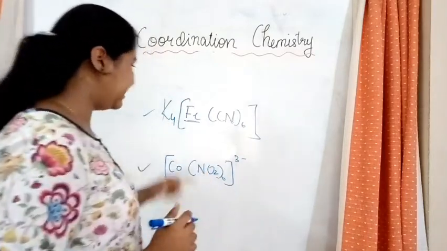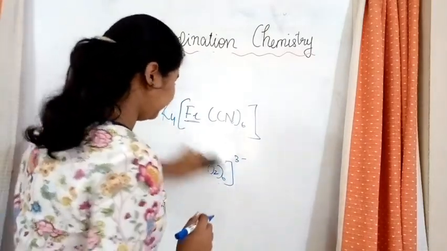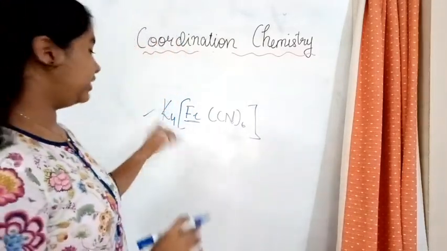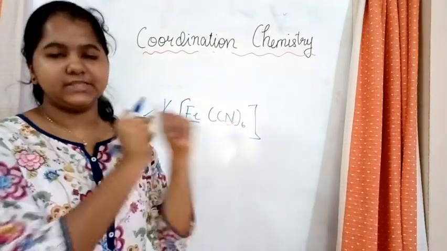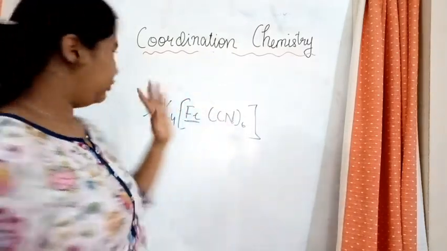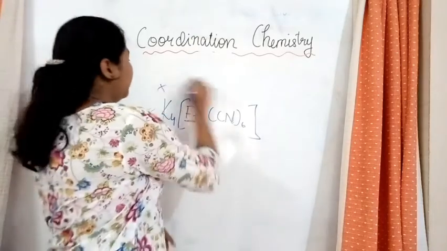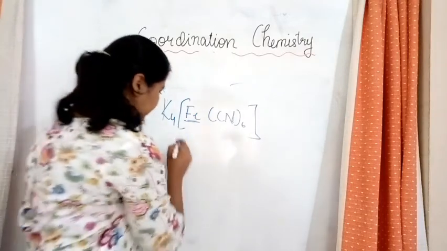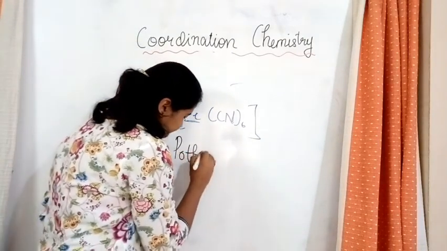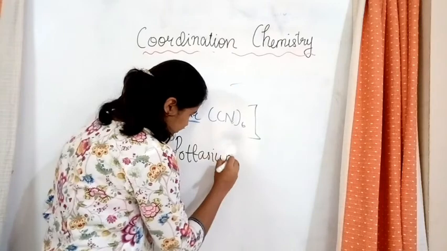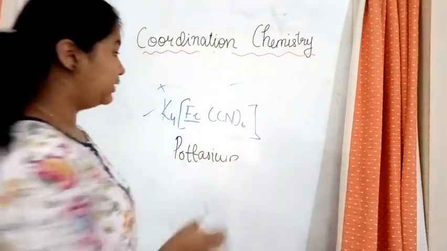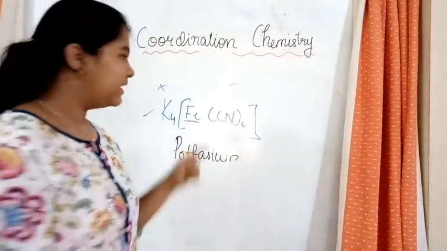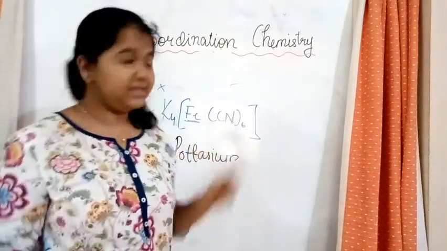So let's name this. So first, what would we write? I'll write the second example later. So let's write this name and then we continue. I told you what we write first: always positive comes first and negative follows. So the positive one over here is our potassium. So let's write potassium, and then I told you we'll write about the ligand. This ligand is known as cyanido. Okay, you write it in that table, cyanido.